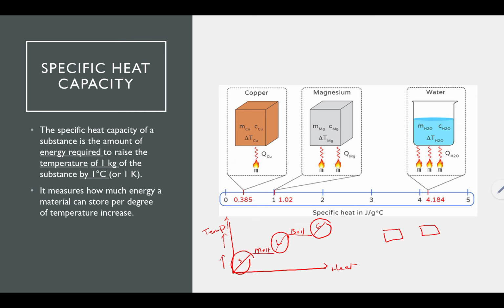The one that will take energy to, for example, let's say this one heated much more than this one. Then this means that this one, where the amount of energy required to raise the temperature of 1 kilogram by 1 degree Celsius is less, has a lower specific heat capacity because it doesn't need that much energy. And the one that just increased temperature a little bit has a higher specific heat capacity because it requires more energy to increase the temperature of 1 kilogram by 1 degree Celsius.